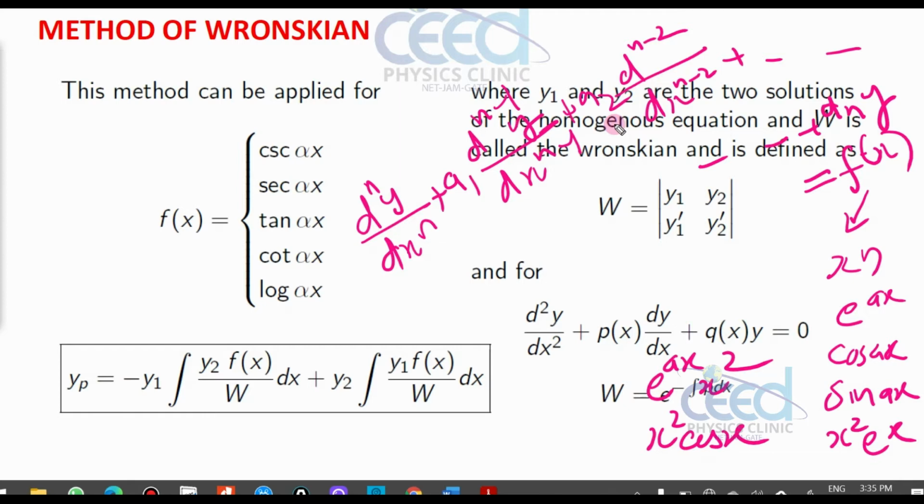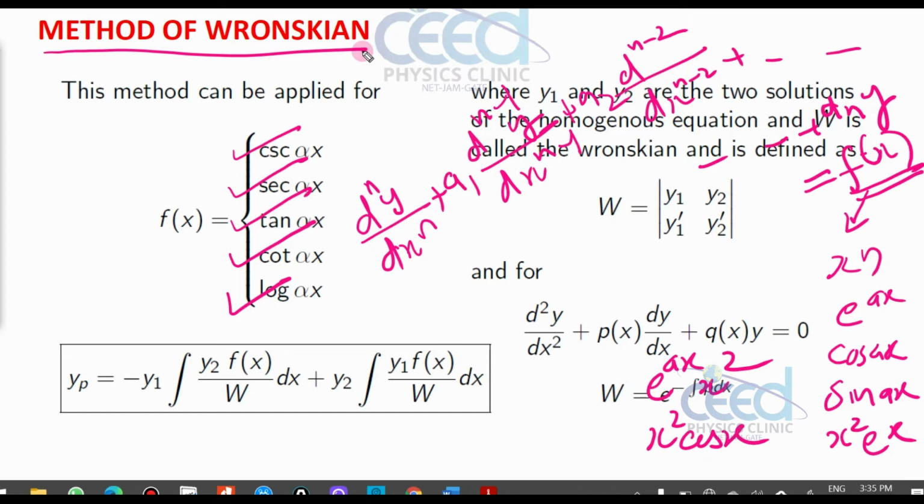Now suppose instead of this f of x, the functions coming are cosec alpha x, sec alpha x, tan alpha x, cot alpha x, or log alpha x. If such a function comes on the right side of the higher order linear differential equation, then we will apply a new method that is known as the method of Wronskian. Now let us discuss how to solve this kind of differential equation.